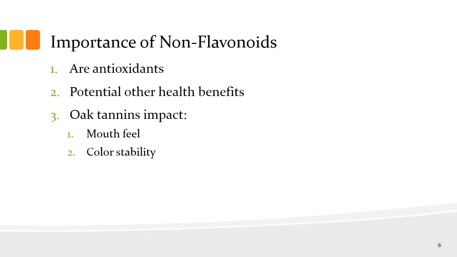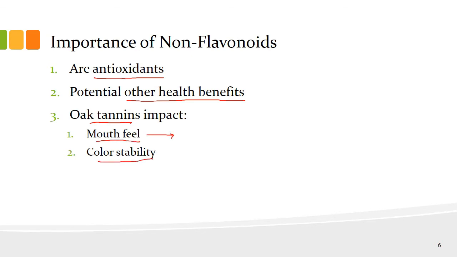So here's a summary of the importance of that group, the non-flavonoids. They're antioxidants, which is really important, and have potential benefits on the longevity of wine as well as on our health. There are potential other health benefits as well from things like resveratrol, so they may be anti-cancer. Resveratrol may be an anti-cancer agent. And then the third important thing is the oak tannins, which, as I mentioned, impact both mouthfeel and color stability.